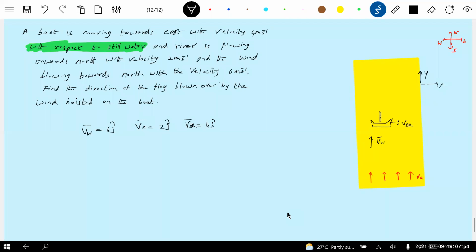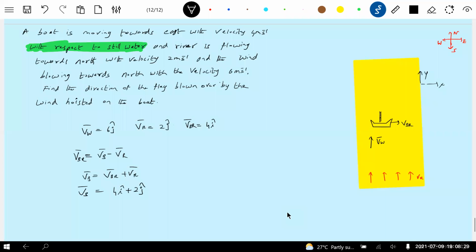Let's get into our relative velocity. VBR is VB minus VR. That's all, no? So what is VB bar? It is equal to VBR plus VR bar. VBR is 4i cap. VR is 2j cap. That's the velocity of boat. Then after getting this, velocity of wind, we know it. So what was the question that is asked? Find the direction of the flag blown over by the wind on the boat.